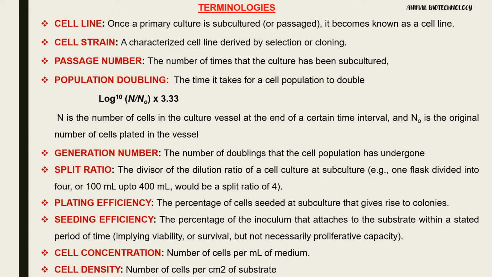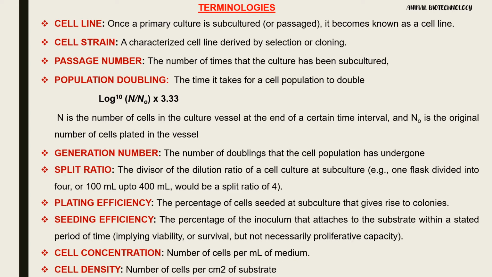That is 1 by 4. The divisor number here is 4. Plating efficiency. The percentage of cells seeded at subculture to give rise to colonies. Seeding efficiency. The percentage of inoculum that attaches to the substrate within a stated time period.